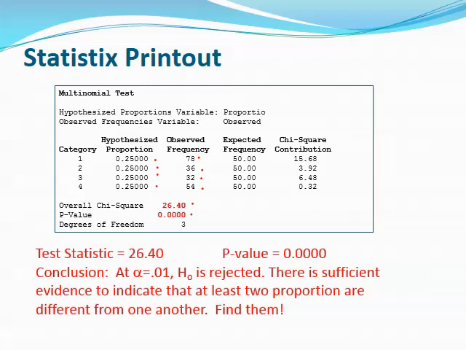mu1 and mu2 and mu3, and they were all equal. This is the same thing. All the proportions are equal. Now we're going to do a very similar technique. We're going to do the Bonferroni multiple comparisons.